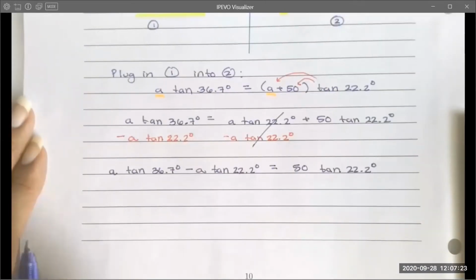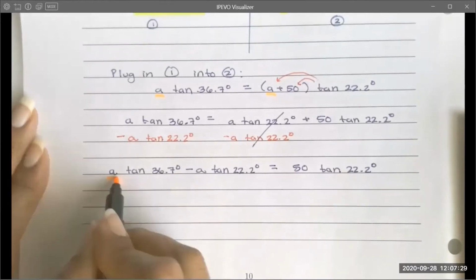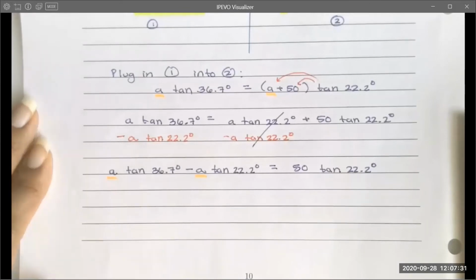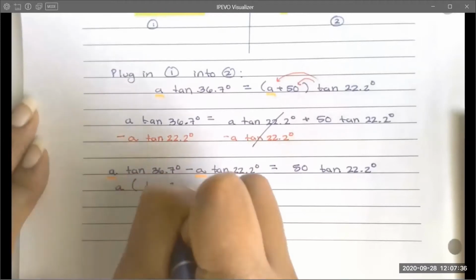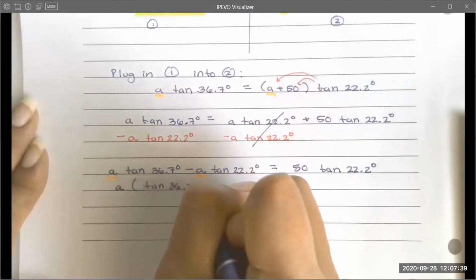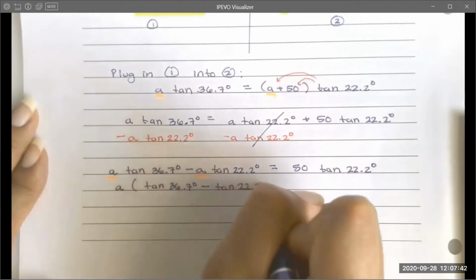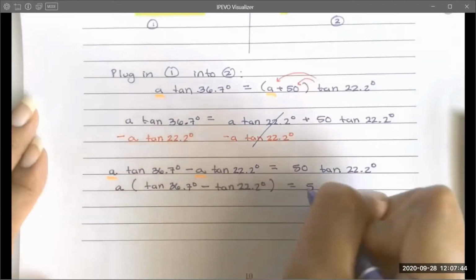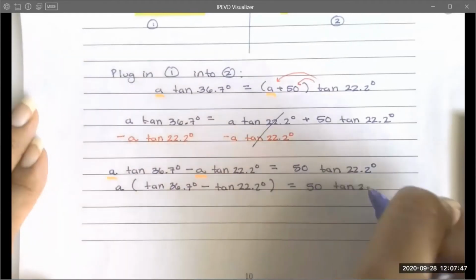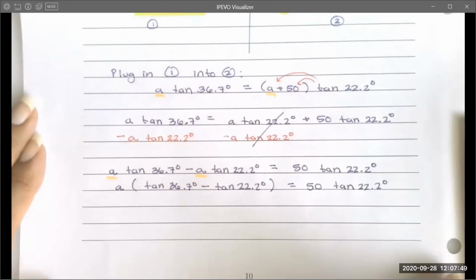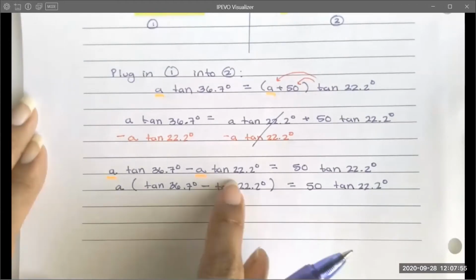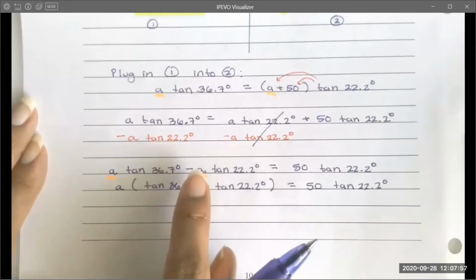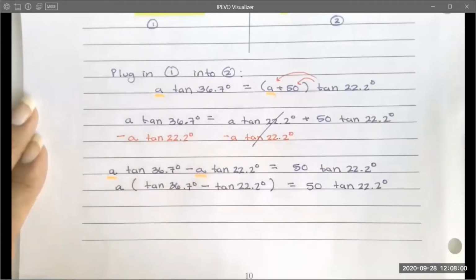Okay, now that I have a present in both of these terms, what I can do is factor it out. If we factor it out, we're going to get a times tangent of 36.7 degrees minus tangent of 22.2 degrees is equal to 50 times tangent of 22.2 degrees. Now we can solve for a by dividing through by this constant. Remember, this is going to evaluate to some number, so it's just a constant. We'll divide both sides by it.